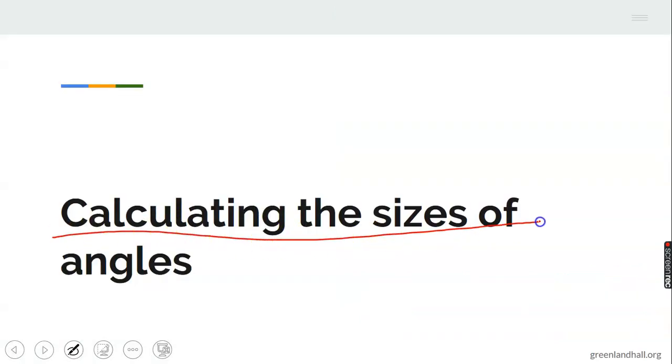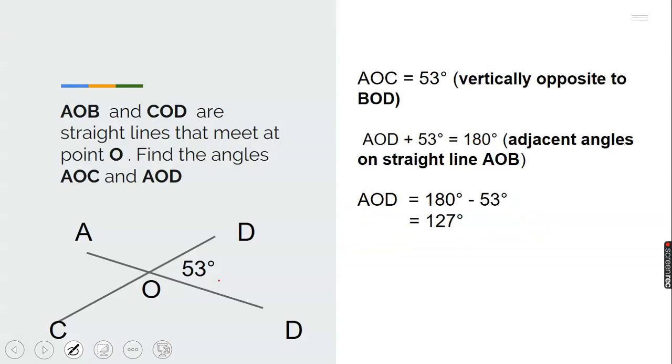Now, calculating the sizes of angles. The first one is, look at this example. AOB and COD are straight lines that meet at point O. This is AOCD, AOB, and COD. Find the angles AOC and AOD. Now, we have many properties on these angles that we have here.